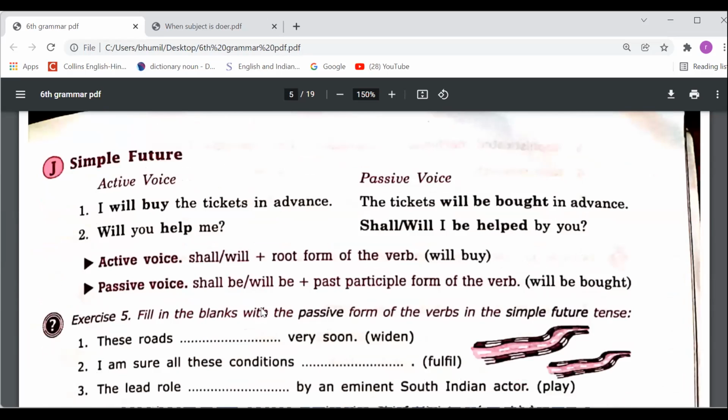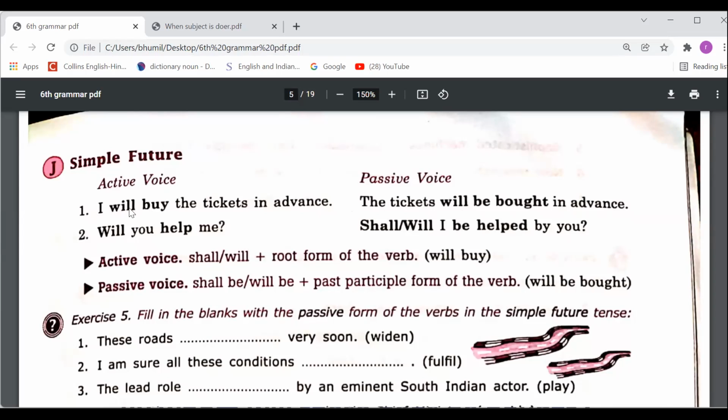Now let's talk about the simple future tense. So some examples are written here. Suppose one sentence is there. I will buy the tickets in advance, right? So what is the object? The tickets is the object of this sentence, and I is the subject. So the subject will become the object and the object will become the subject. So we need to write this sentence, the tickets will be bought.